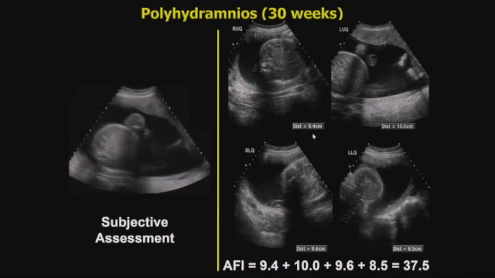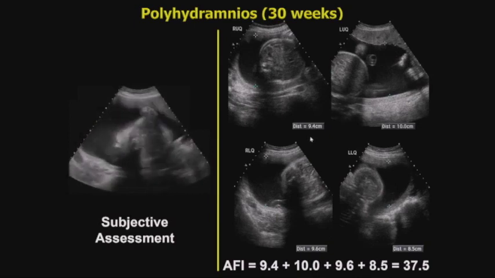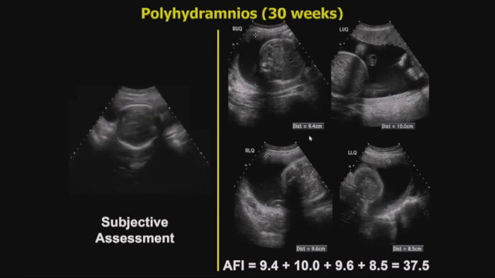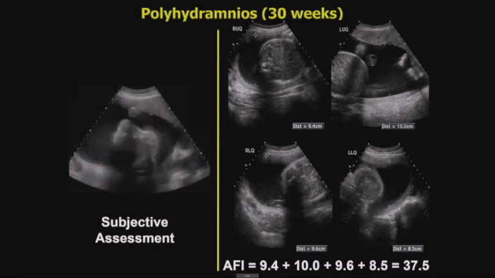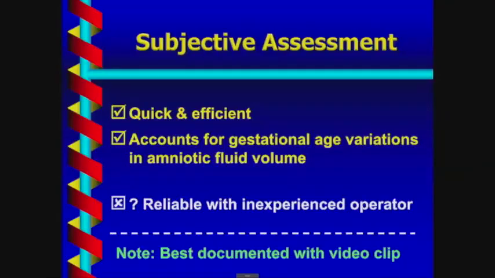The only reason that I have an amniotic fluid index case to show is that I took it so I could put it in the talk, but we don't actually measure. We do subjective assessment. Subjective assessment is quick and efficient. It accounts, at least in a subjective sense, for gestational age variation in amniotic fluid volume.